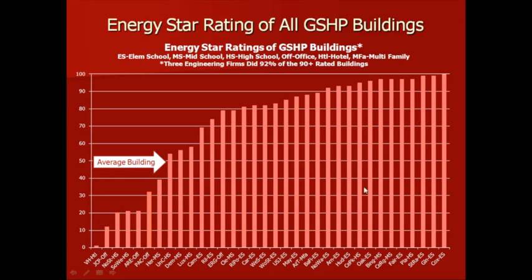So you can see the ground source heat pumps. There's a lot of them up here, above 90, okay, but there's a lot of ones down here that were actually worse than average buildings. And one of the things that's interesting is all of these 90s were done by 3 engineering firms, which in my opinion also makes a big difference, is the quality of the engineer. So this is for all types of ground source heat pump buildings that we surveyed in the field.